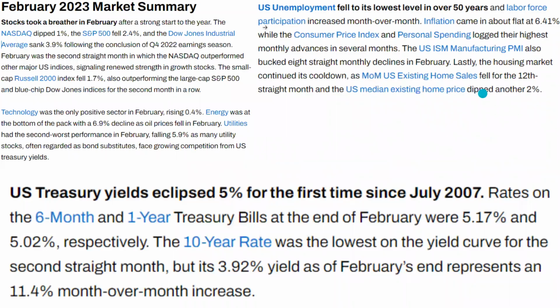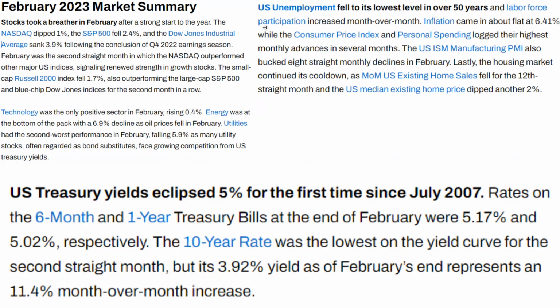Now, here's our market summary. The NASDAQ dipped about 1% in February. The S&P fell about 2.4%. And the Dow Jones sank about 3.9%. This is following the conclusion of Q4 2022 earnings season. February was a second straight month in which the NASDAQ outperformed all the other U.S. indices, right? And the small cap Russell 2000 fell about 1.7%, also outperforming the large cap S&P 500 and blue chip Dow Jones indices for the second month in a row.